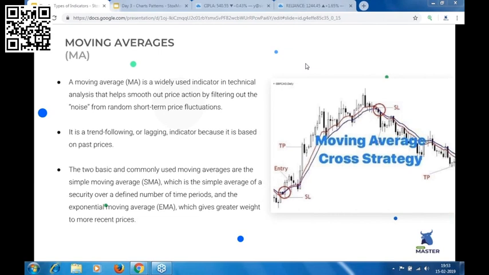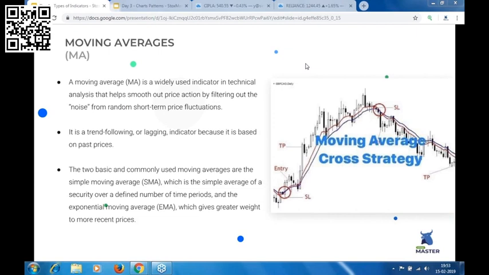Now, simple moving average means that I take the closing price of the last 10 days and divide it by 10, then I'll get a simple moving average of 10 days. In simple moving average, more weightage is given to the past price, whereas in exponential moving average, more weightage is given to the recent price. Now, with the use of moving averages, we can identify the trend, the direction of the trend, and we can also determine the support and the resistance level.